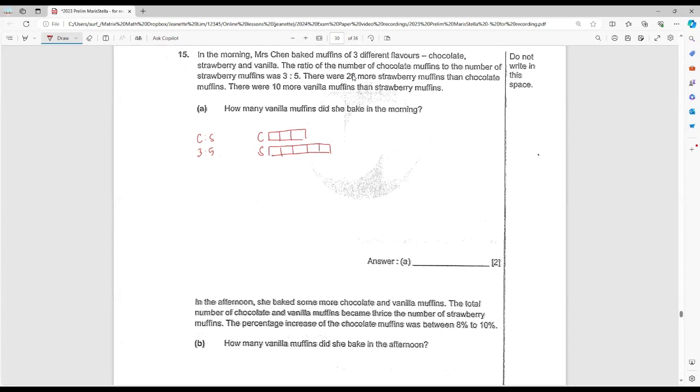The difference, there are 28 more strawberry than chocolate muffins, so this will be 28. As you can see, we already have 2 units. What about vanilla? Vanilla is 10 more than strawberry muffins, so you definitely have 5 units, and we have to add a 10. Other than the 10, everything else are units. So 2 units is 28. 1 unit is 28 divided by 2, which is 14. To find vanilla, we need 5 units.